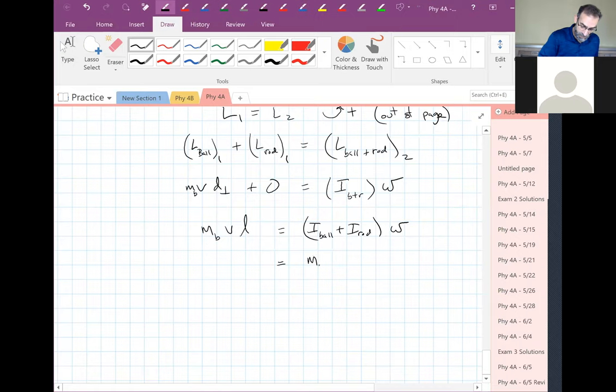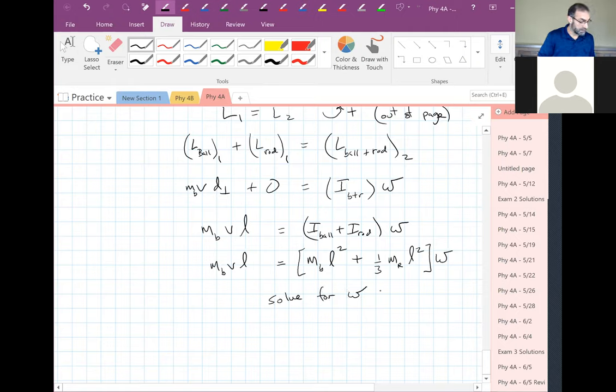It's the mass of the ball times its radius squared, which is L squared. The radius is not the radius of the ball, right? It's the radius to the axis of rotation, the distance to the axis of rotation from where the mass is located. And we have a rod rotating about its end point: 1/3 M rod L squared. And then we're done. We can solve for omega.